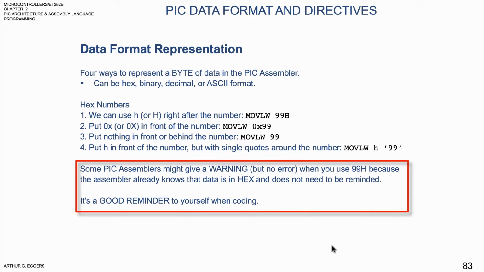Notice that some PIC assemblers might give you a warning but no error when you use 99H, because the assembler already knows that the data is in hex and there's no need to remind it again. Okay, so we'll see as we move along whether or not MPLAB does that. We do that simply to remind ourselves, and it's a good reminder when we do coding in assembly.